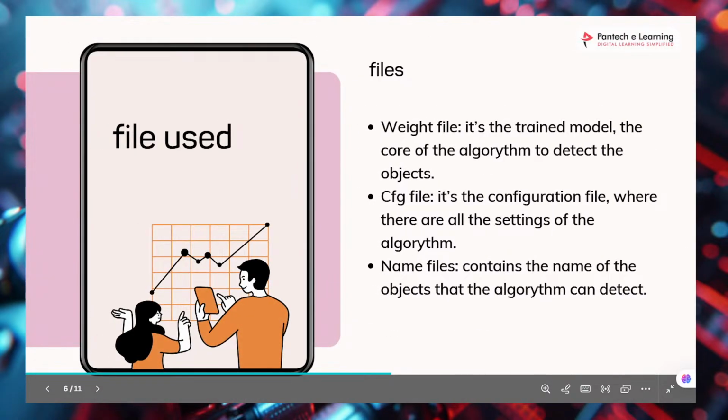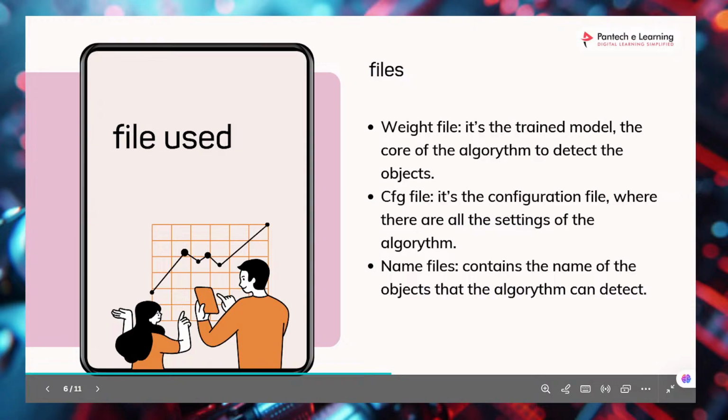So next one, what are the files we have to use: a weight file, a configuration file, and a names file. The weight file has the trained model and the algorithm we have to use. The same goes for the configuration file: the settings of the algorithm, like the format, will be stored in that configuration file.